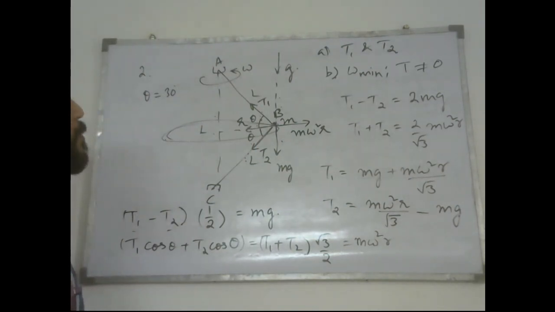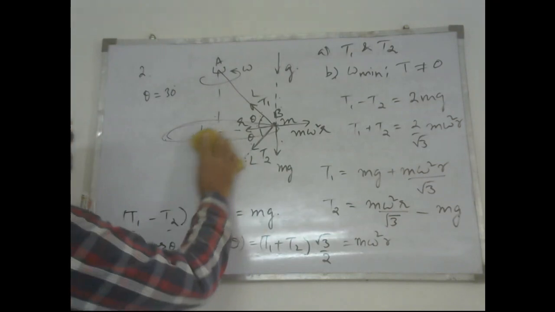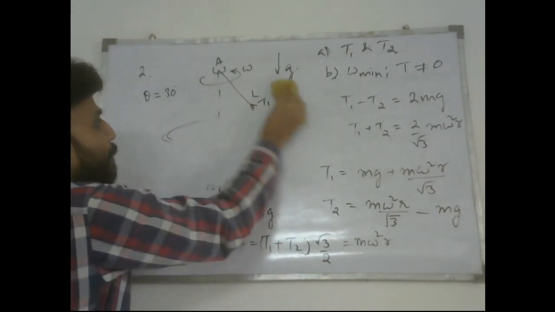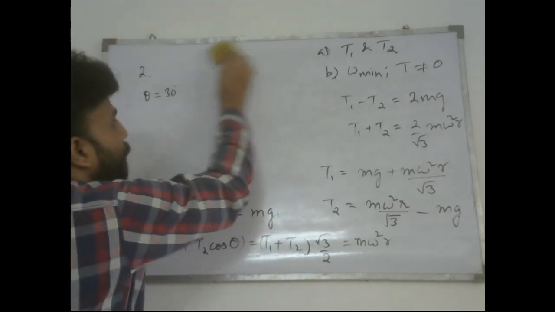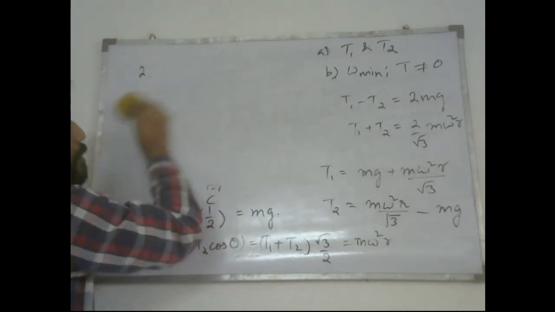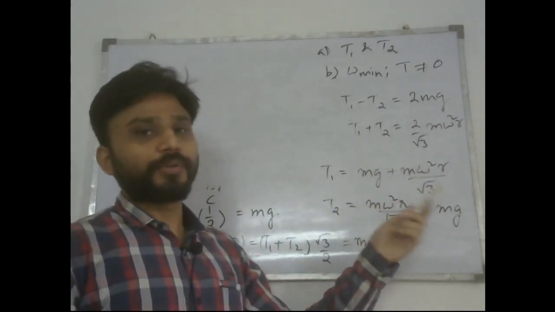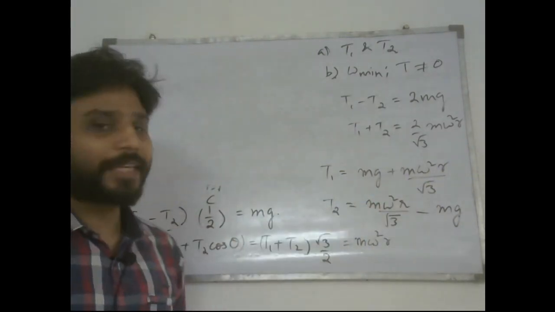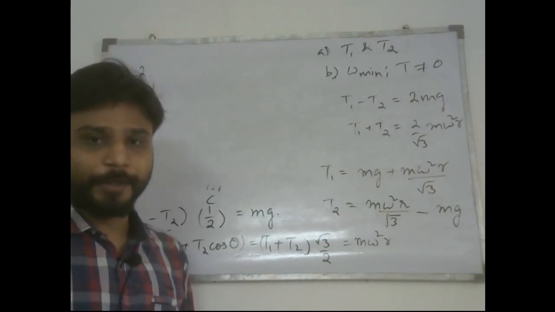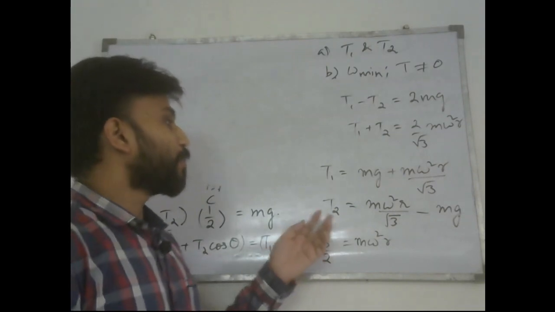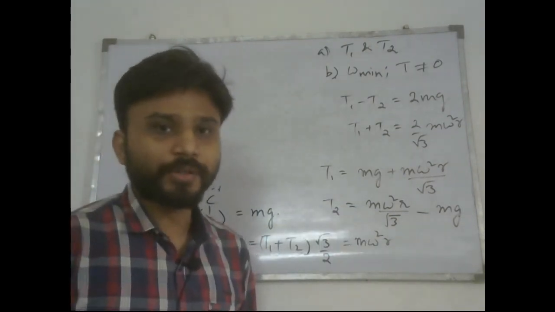Now we have to find the value of omega for which the strings do not slack. The string number 1 is never going to slack because both the terms in its equation are positive. mg and m omega square r by root 3 both are positive. That's why T1 can never be a negative term. So only T2 can become negative or 0. So T2 has to be more than 0 at all times.